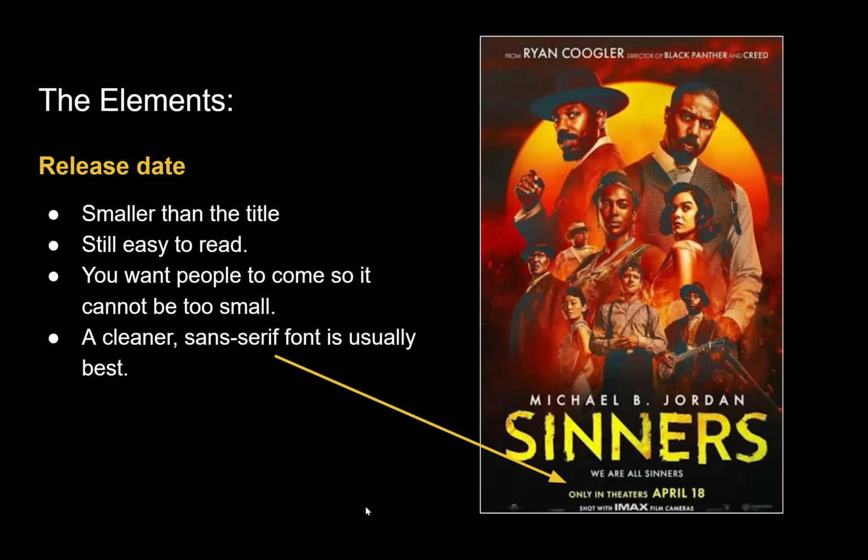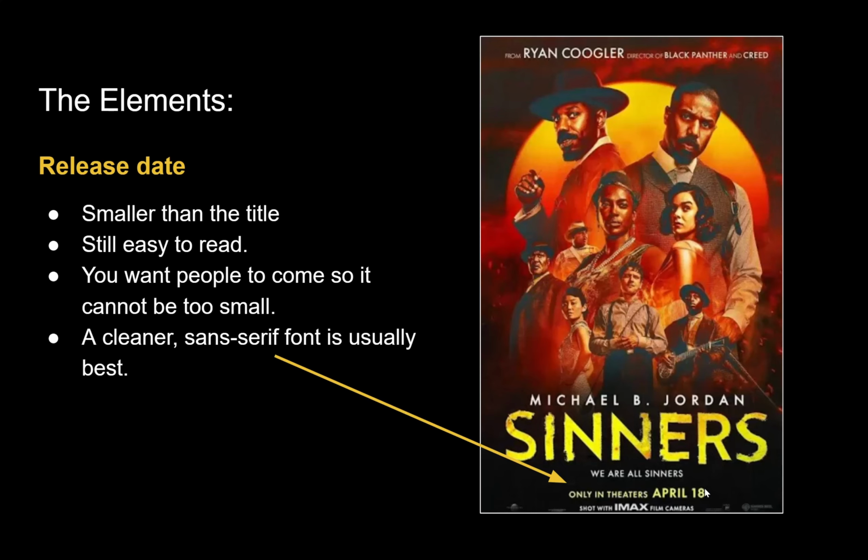The release date. Other than knowing the name of the movie, we also want to know immediately when it's coming out, right? So it is typically much smaller than the title. You can see here on the most recent movie poster for Sinners that "only in theaters April 18th" is significantly smaller than the title.